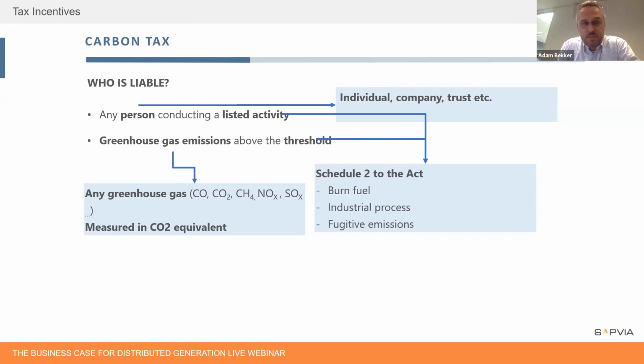There's no limit on the greenhouse gases involved, so all greenhouse gas emissions attract the tax, and the Act contains quite detailed provisions on how one converts the emissions of other gases into a CO2 equivalent, so that ultimately the tax is imposed on a per kilogram of CO2 equivalent basis. If you can move to the next slide.